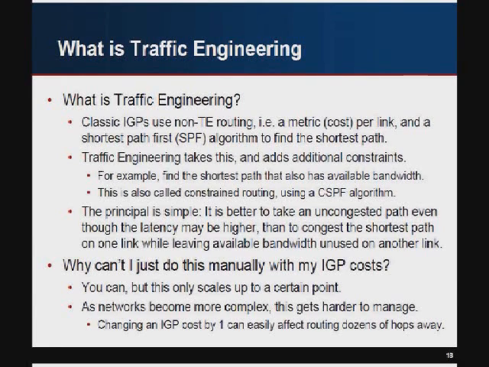while you have other circuits that are full. And can I just do this manually with my IGP cost? And you can, but it only scales up to a certain point. And the more complex your network gets, the harder it is to manage. You get into these situations where you want to move traffic on one link and you change your IGP cost by 1, and it ends up affecting something 20 routers away, and it makes traffic move in a way that you can't easily predict as a human.